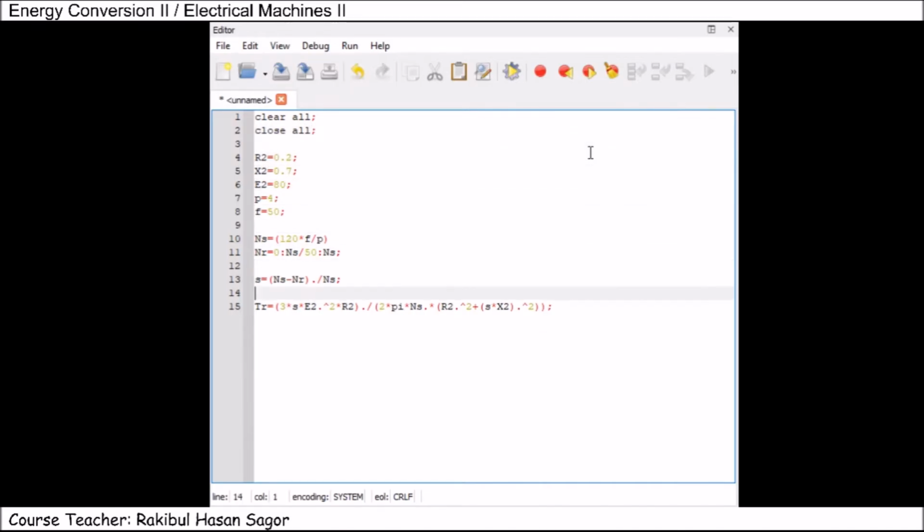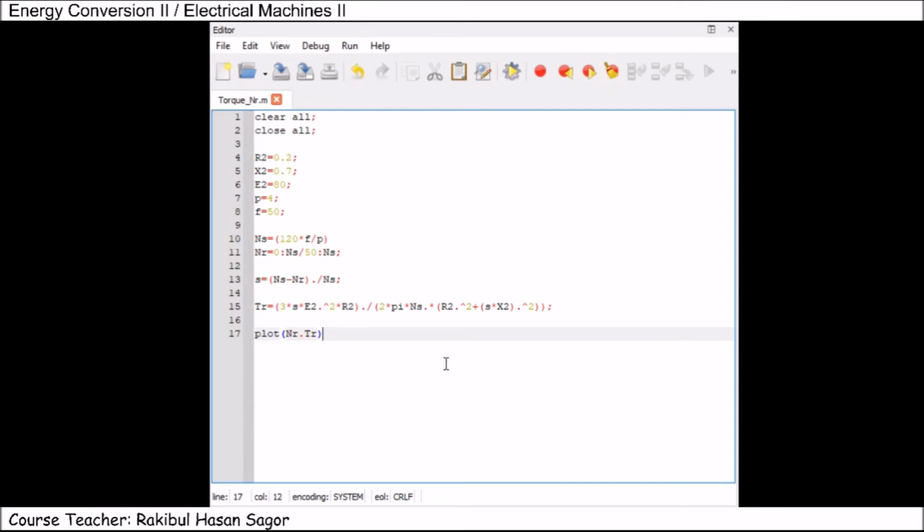That's it. Now let's put the plot. So plot NR versus tau R. Let me save and run. So I need to give a name here. I'm giving torque versus NR.